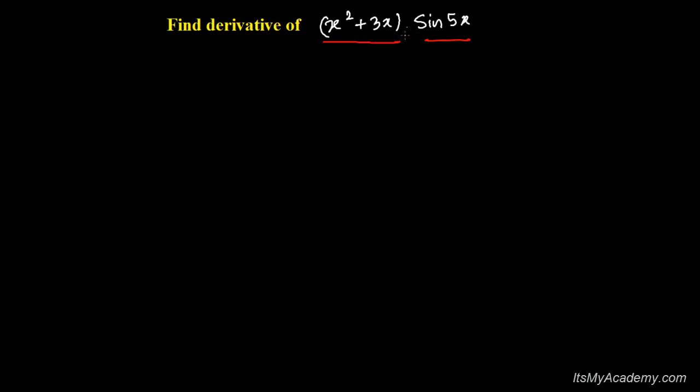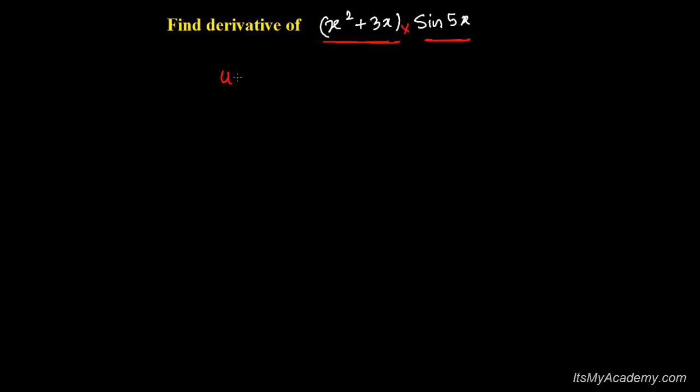One function is multiplying another function. Something might be hitting your brain: it means we have to use the product rule. It's the product of two functions, one algebraic and the other trig. It doesn't matter if both were trig functions or both were algebraic functions, you can use the product rule easily.